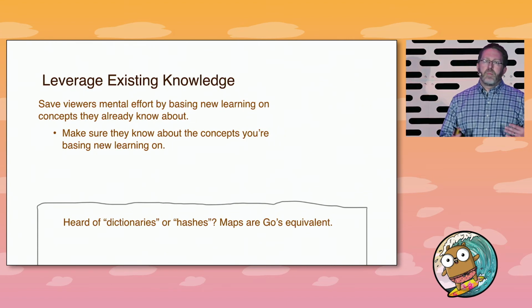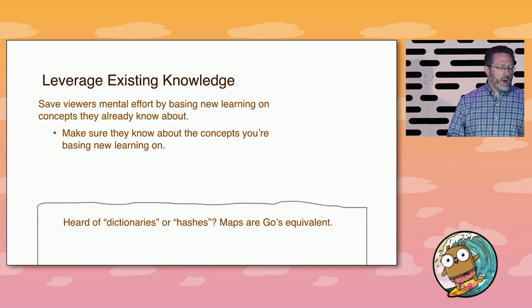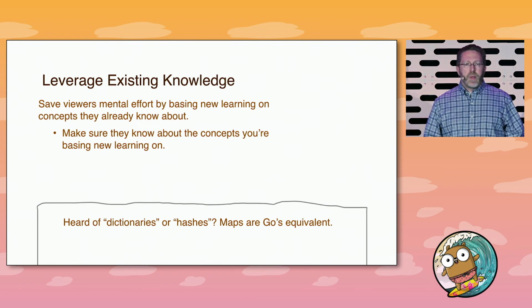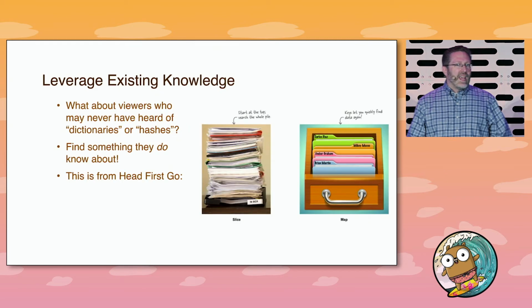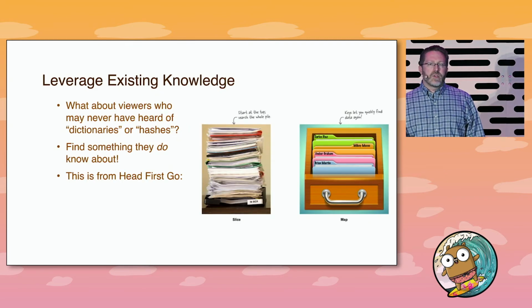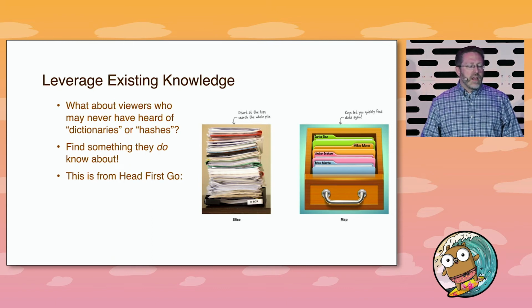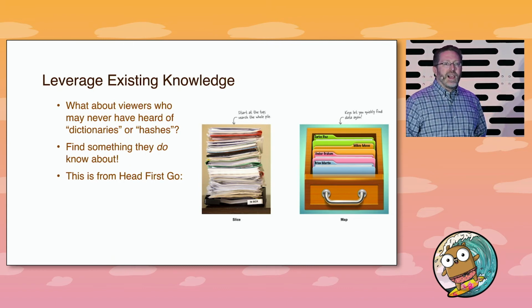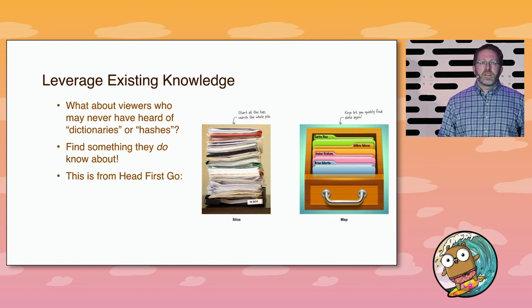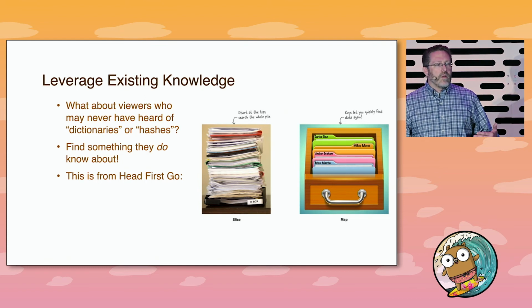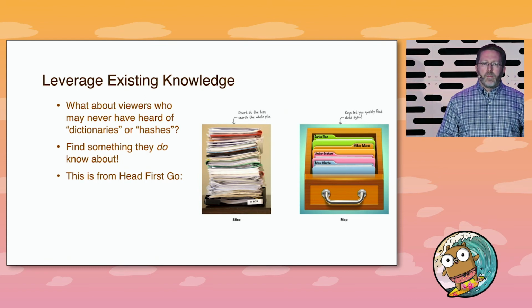If you're teaching Python or Ruby programmers, for example, and you're trying to teach them about Go maps, you can just compare it to dictionaries or hashes. If they've never heard of dictionaries or hashes, you might need to be a little more clever in coming up with your metaphor. I use this in Head First Go. I showed that a slice is like an inbox, and if you want to find something in it, you've got to start at the top and search the whole pile. Whereas a map is more like a file drawer. If you want to find something, it's already indexed for you by the keys, and you can find it immediately.